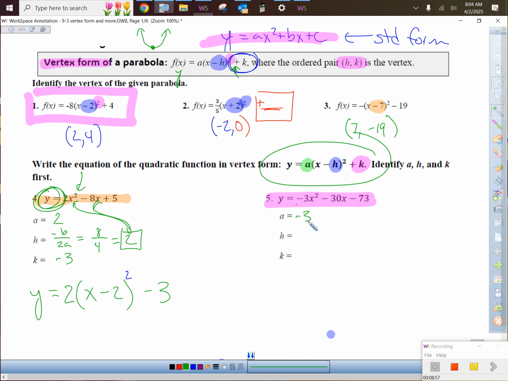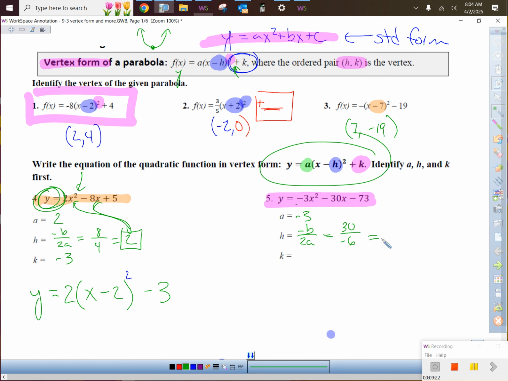It's amazing, though, as we learn more and more things, how hard it is to realize, oh yeah, A is just the number in front of x squared. And then H, I want the formula. It's the opposite of B over 2 times A. I want the formula. So 30 over -6, right? Cool. If you need to punch that in, punch it in.